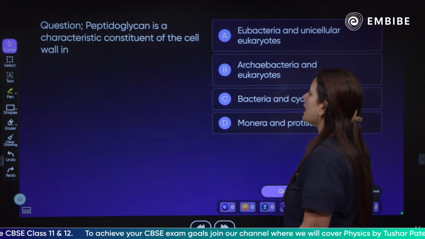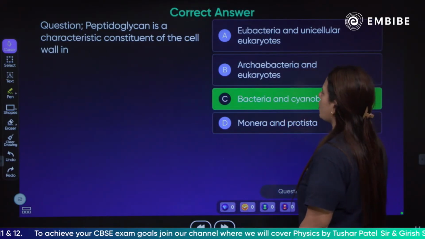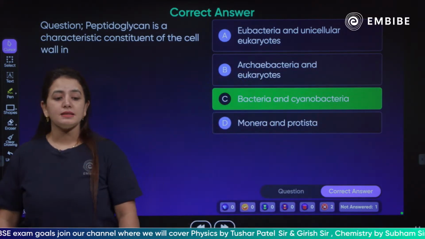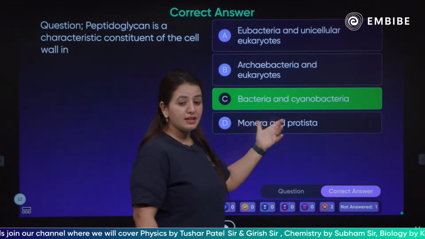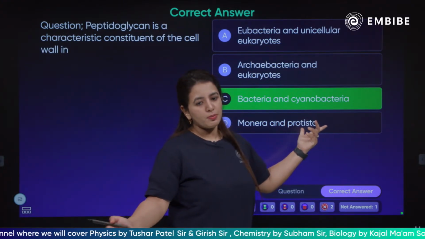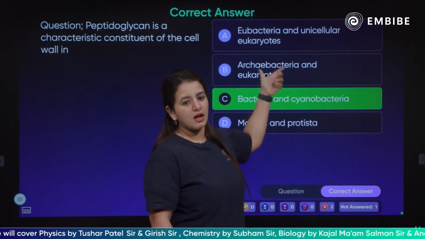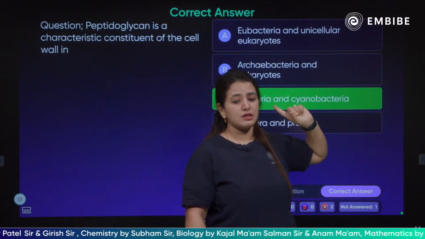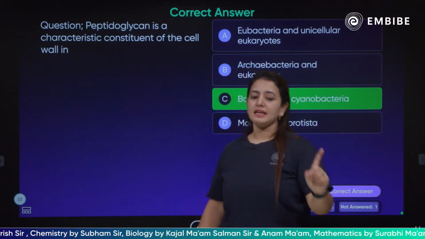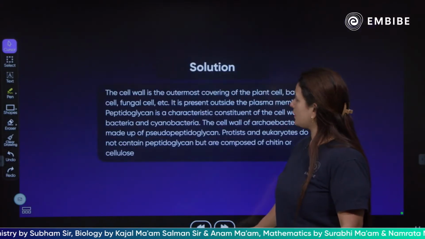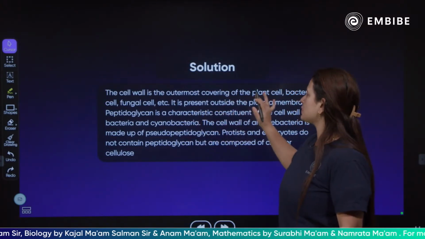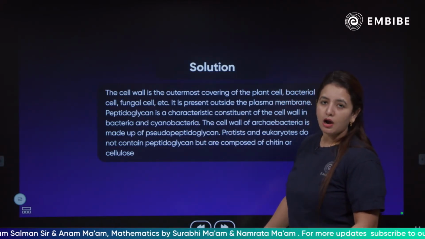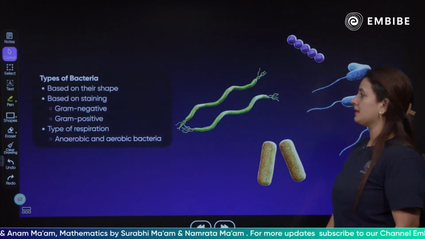Yes, the peptidoglycan is a characteristic constituent of bacteria and cyanobacteria. Yes, majorly, because in the Monera everything comes up. Not protista, not archaebacteria, not eubacteria, not unicellular eukaryotes, but prokaryotes. The correct answer is bacteria and cyanobacteria. The cell wall is the outermost covering of the plant cell, bacterial cell and fungal cell. It is present outside the plasma membrane.